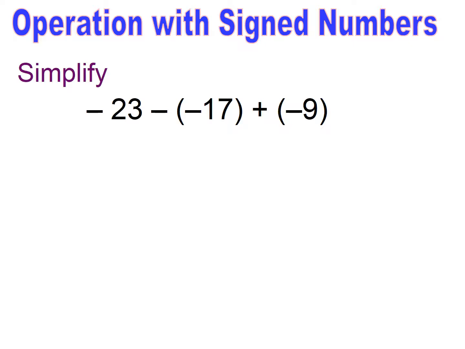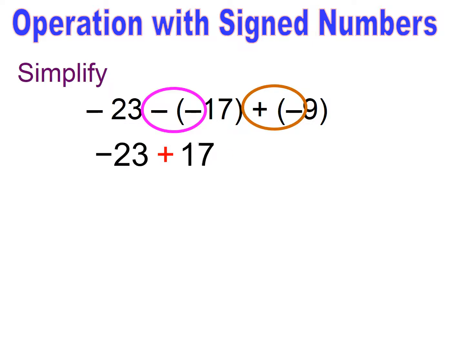Pause and try. So in this case, I want to get rid of the double signs. I end up with a negative 23 plus 17 minus 9. I work from left to right. A negative 23 plus 17 is a negative 6 minus 9. Same sign, add and keep the sign. My solution is a negative 15.